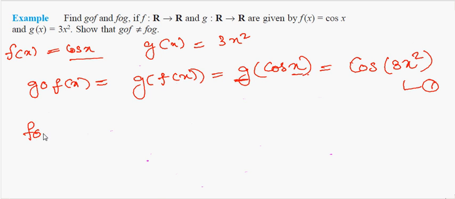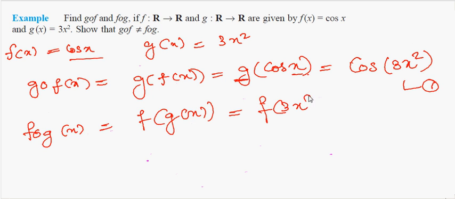If I want to find f of g of x, what is g of x? It is 3x square. What is f? f is cos x. So wherever x, substitute cos x. So 3 into cos square x, or cos x the whole square. So this is the second one. Now by looking at this only, you can say that it is not equal.